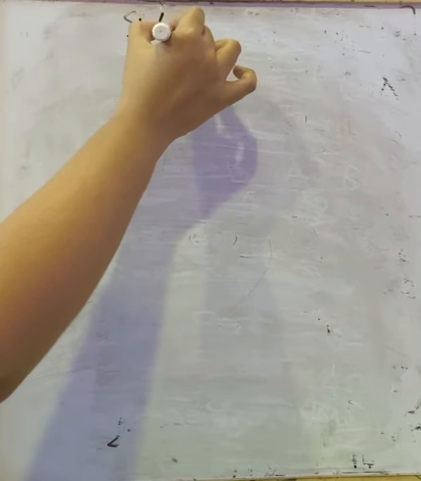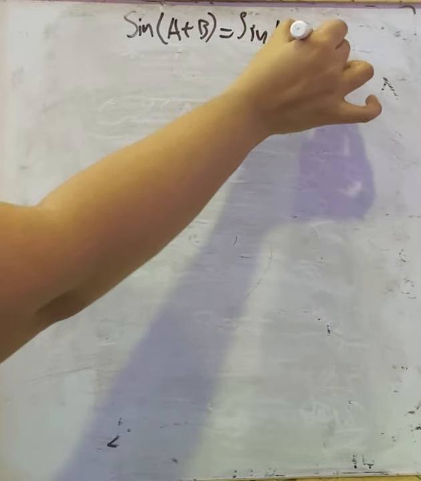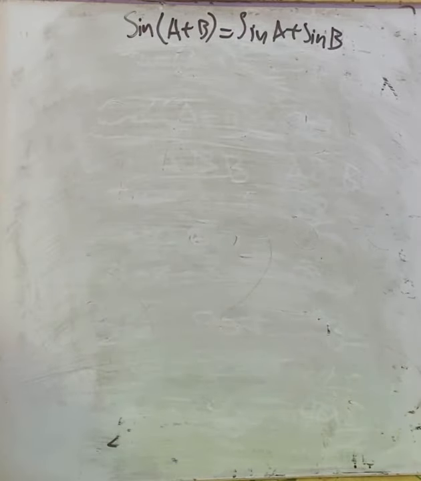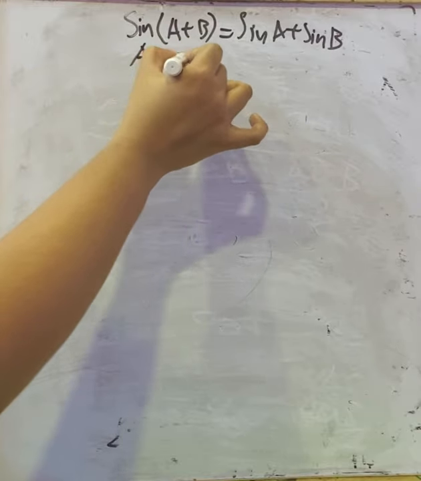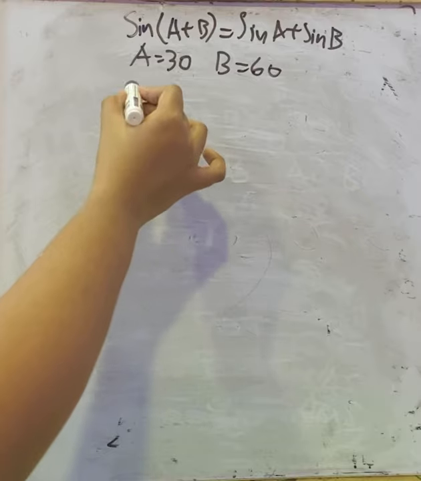Next question, state whether the following are true or false. First one was sine of A plus B is equal to sine A plus sine B. You have to check whether the statement is true or false. So let us substitute some values here. Let A equal to 30 and B equal to 60. And let us justify the answer.